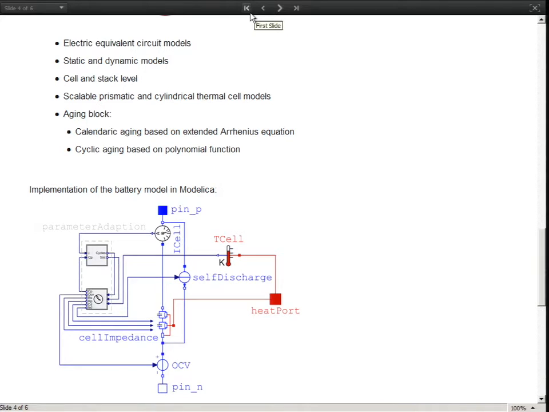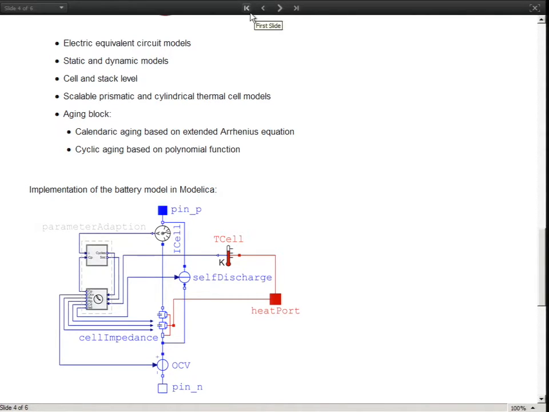So you can scale the battery in size, and you have thermal conduction or convection, heat capacity, and so on. And you can build with that a thermal stack, including cooling system, for example, to analyze the impact of different kinds of cooling systems, so air cooling or water cooling or something like this.